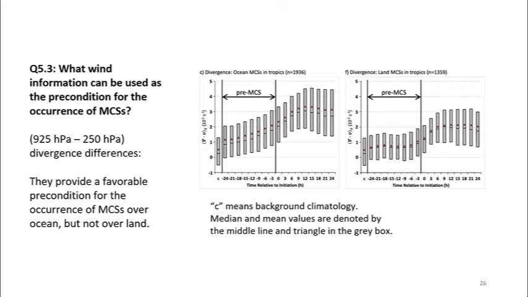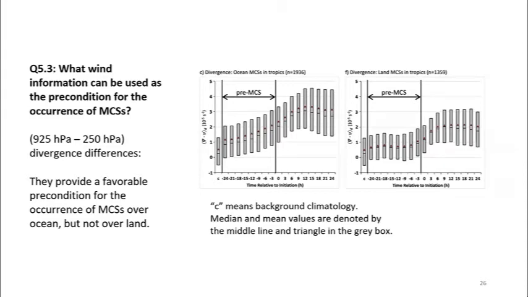And you can see very clearly over ocean, left panel, there is a big difference between pre-MCS condition and the background climatology. This means differential divergence is a good precondition for the occurrence of MCS over ocean. However, over land, unfortunately, we really cannot tell the difference. That means this quantity is not a good condition over land for the occurrence of MCS.